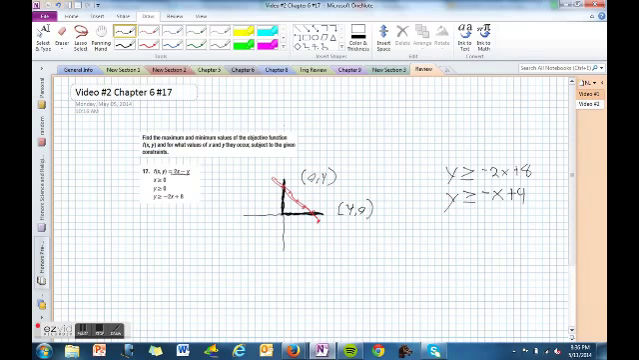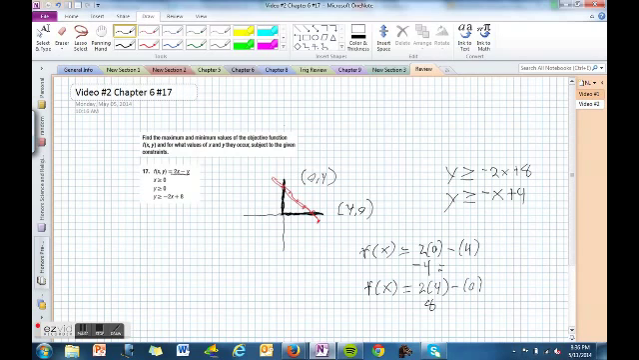So we have to plug these back into 2x minus y. When we do that, f(x) equals, we'll do the y-axis point first, that'll be 2 times 0 minus 4. That's negative 4. And then the other one, f(x) equals 2 times 4 minus 0, which is 8.